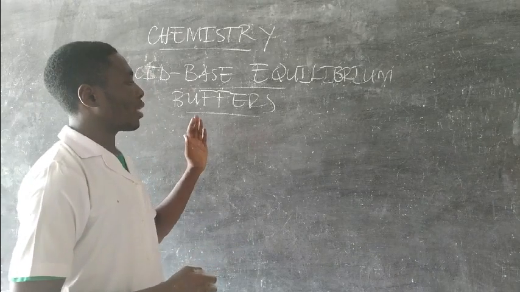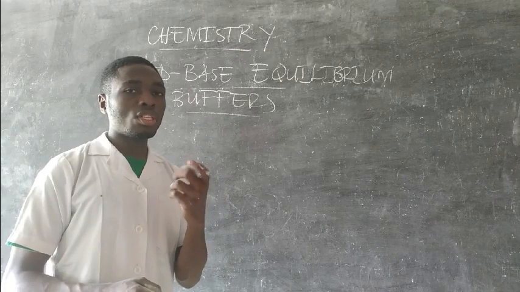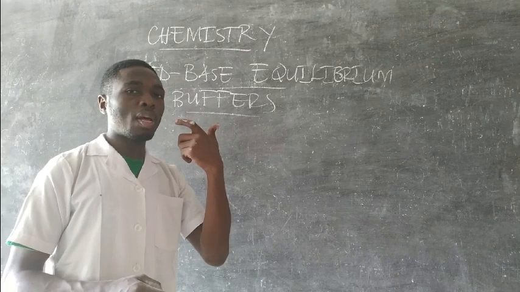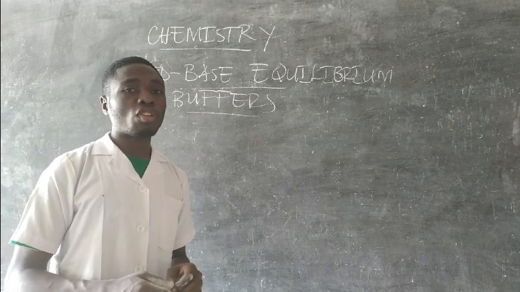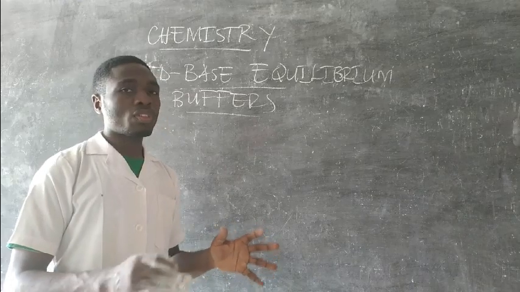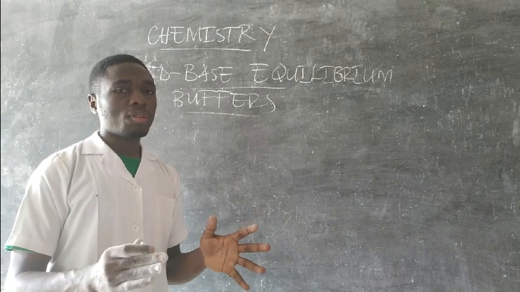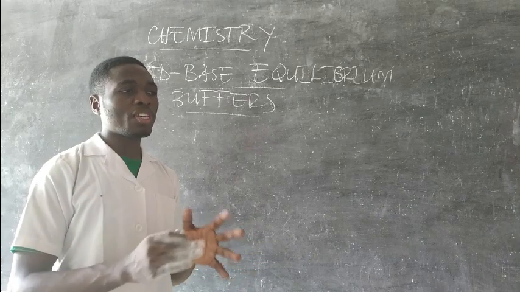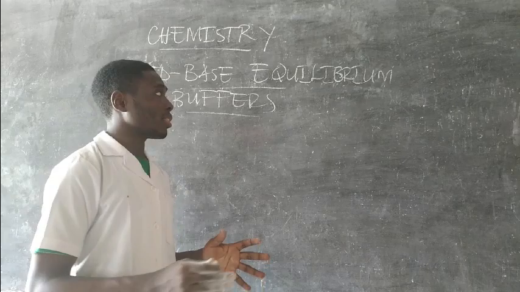Buffers can also be applied in eye drops, in drops that have to enter the ocular part or the ears. We also have the application of buffers in agriculture, where they maintain the pH of the soil to make sure that it is neither acidic nor too basic for the plants to grow. So there's a particular pH for a particular soil and for a particular range of plants.